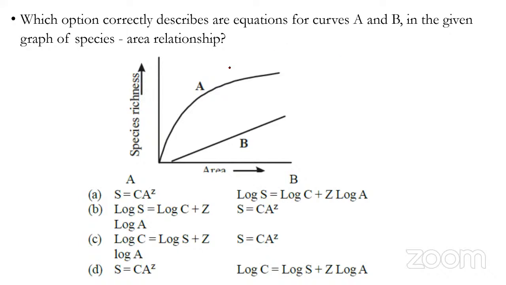Next question. Which option correctly describes the equations for curve A and B in the given graph of species area relationship? A is rectangular hyperbola, which we get from the formula S is equal to C into A to the power of Z. Whereas B is the linear curve, which we get from converting it into log-log value. Yeah, as many of you have answered, very good. The answer should be option A.